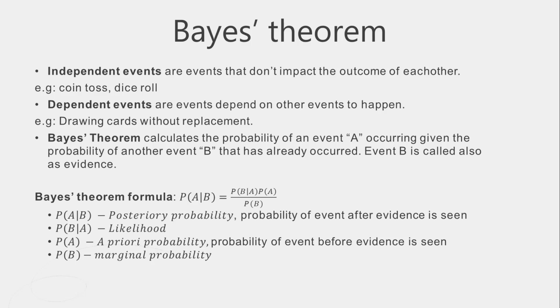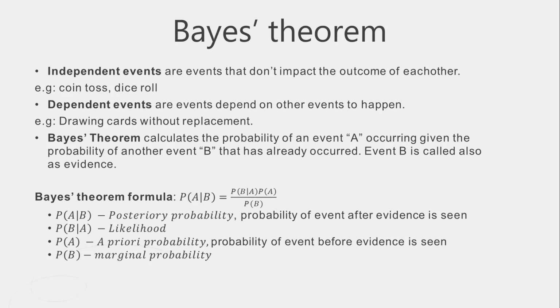So the Bayes theorem calculates the probability of an event A occurring, knowing that another event B has already occurred. This means that event A depends on event B, so A is a dependent event and B is an independent event. And this type of event is also known as evidence.